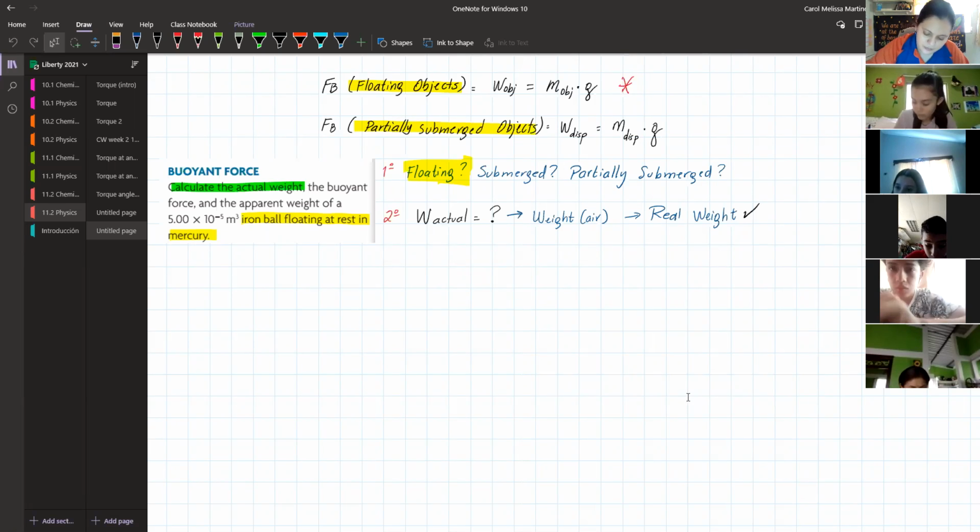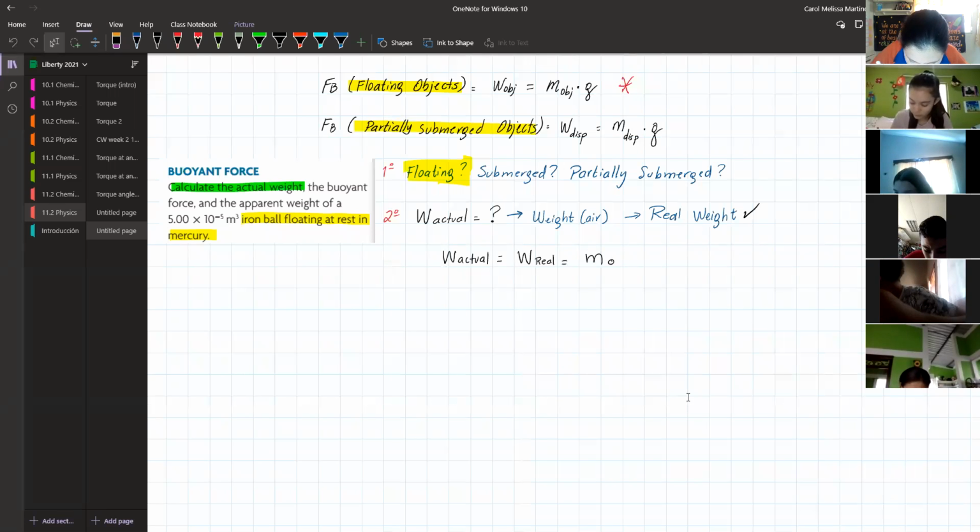So actual is the real weight. It's the mass of the object times gravity. That is the equation that you are going to be using to calculate the actual weight.